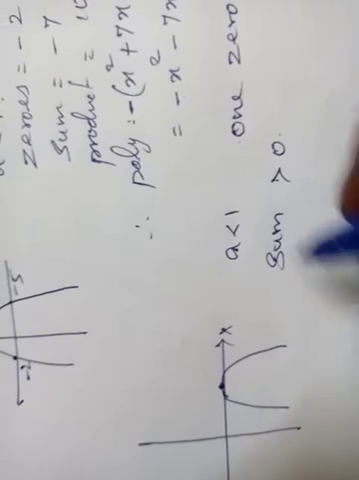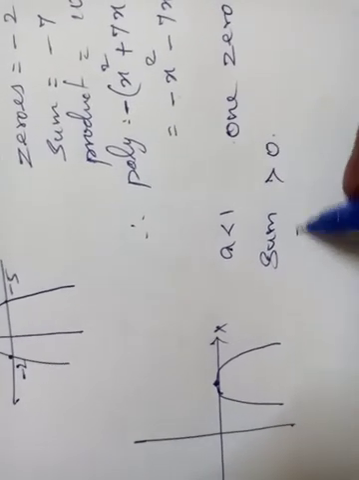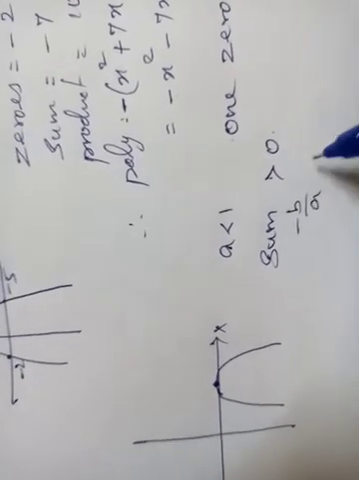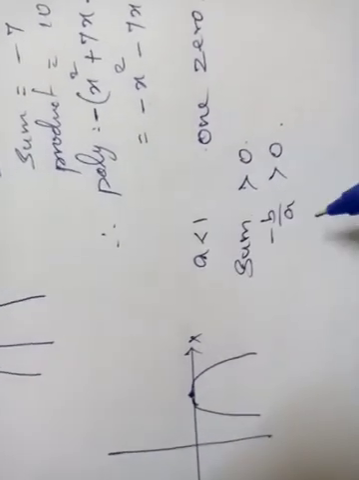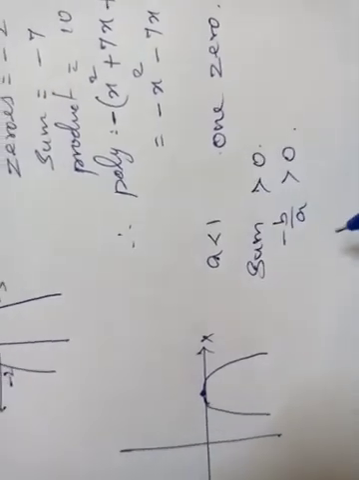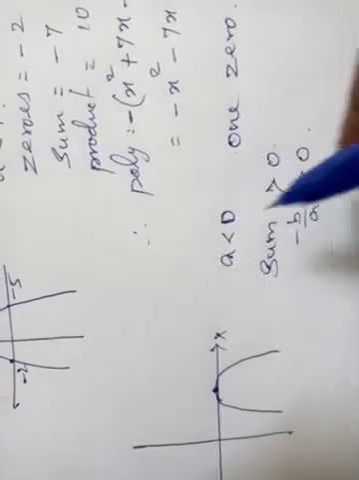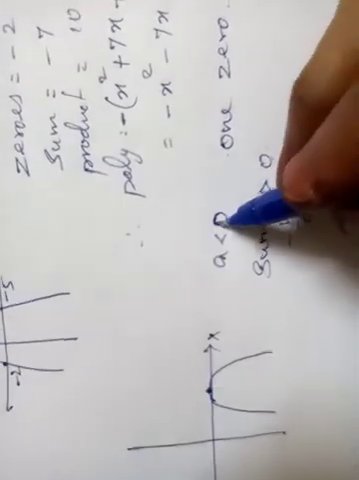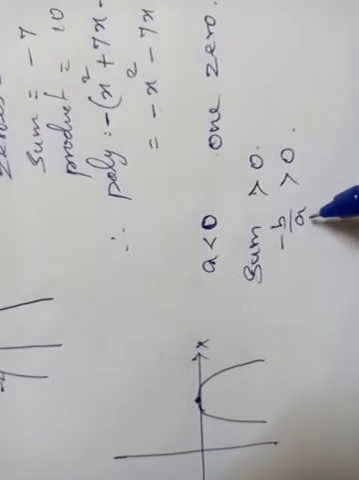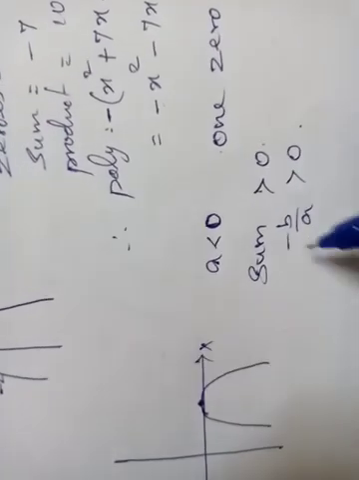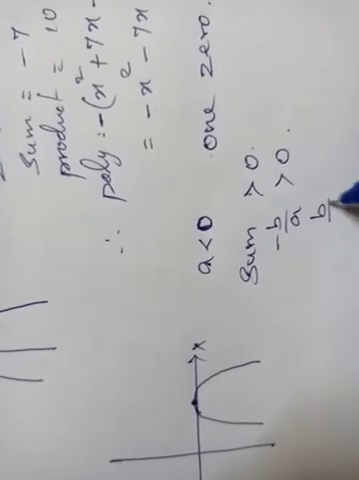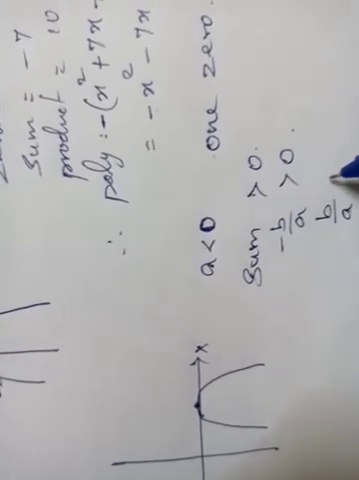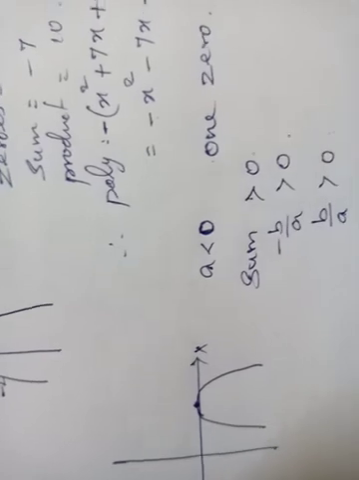Actually, what is the sum of the zeros formula? Minus b by a. So minus b by a is greater than 0. a is less than 0, so a is negative. So this negative and this negative will get cancelled. So b by a is greater than 0.